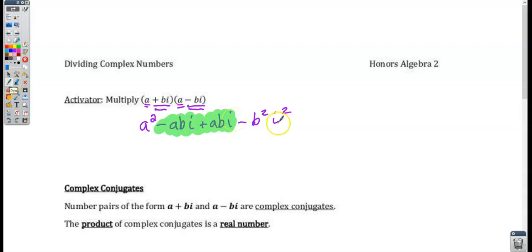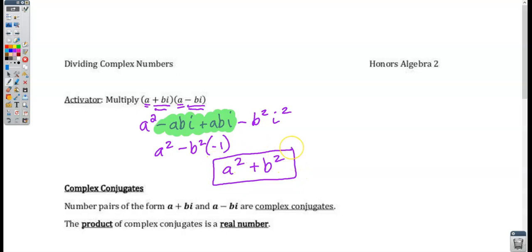And you remember from before that since i is the square root of -1, i squared is equal to -1. And so this becomes a squared minus b squared times -1, which just simplifies to a squared plus b squared. And that's what we get when we multiply these two numbers together.